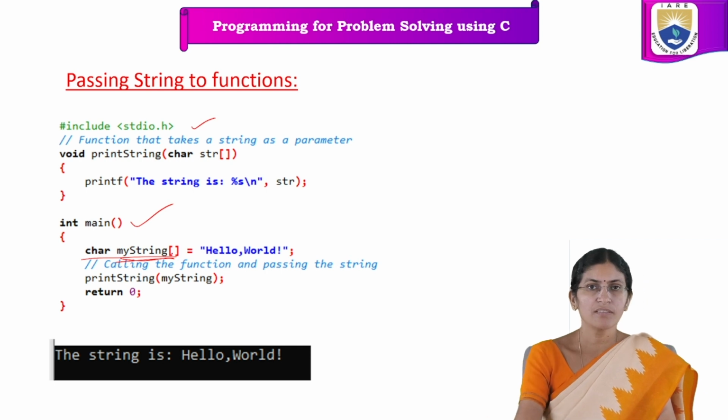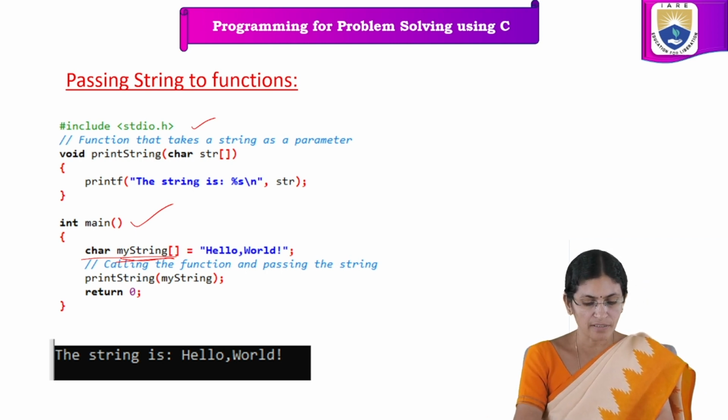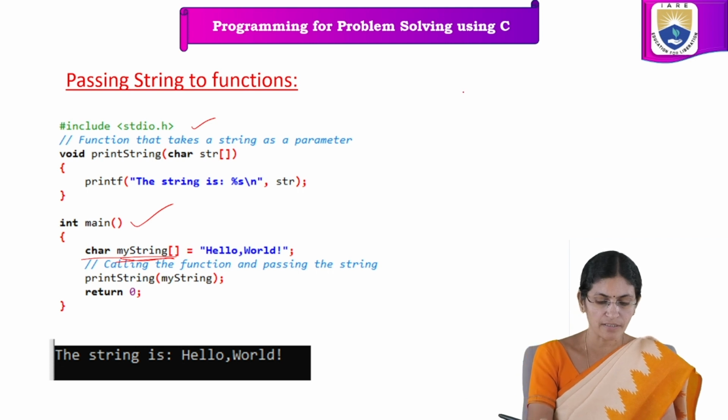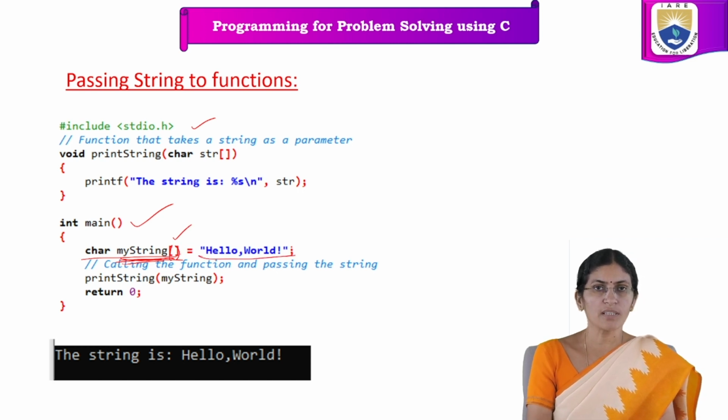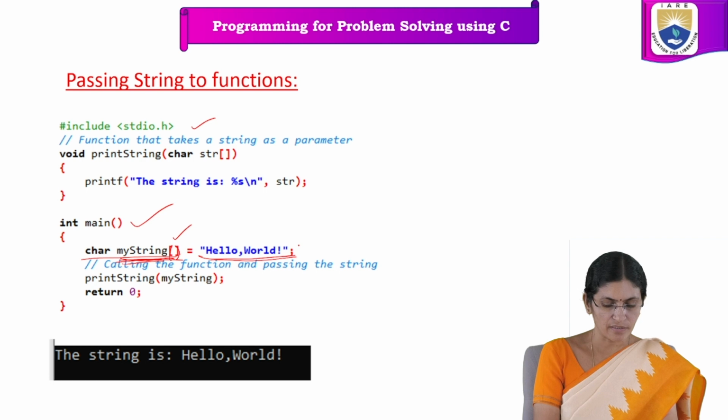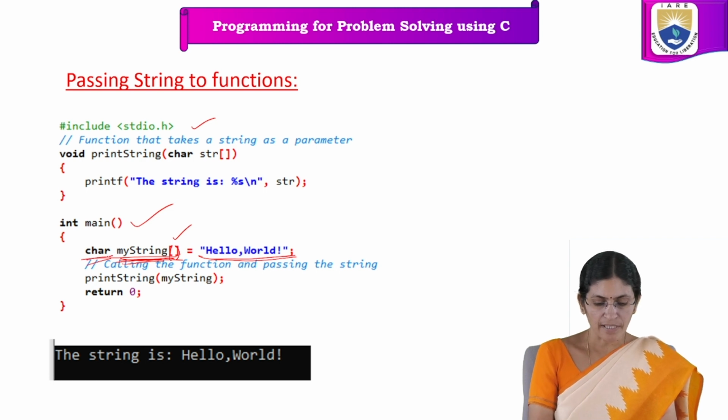So we don't have a specific data type as string. We have an array of characters which is terminated by a null character, and that is considered as a string. The name of the string is myString, and we have not mentioned the size here. The compiler will automatically calculate the size based upon the number of characters in the string. So its data type is character.